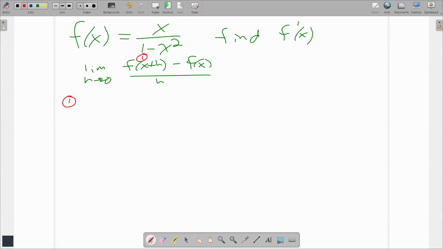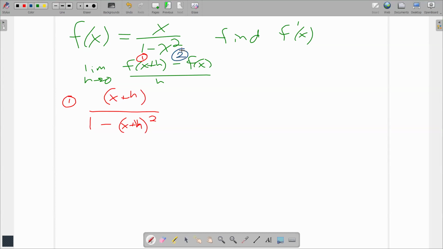Working on it. All right, so I just want to replace all the x's with x plus h's. So x plus h, x plus h. This one is ugly. I don't think squaring out the denominator is going to help. No, I just tried. It does not. So I don't know what to do there. I'm going to move on to step 2.